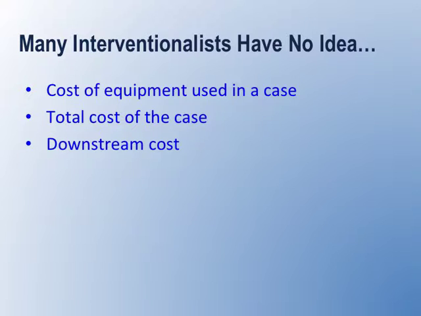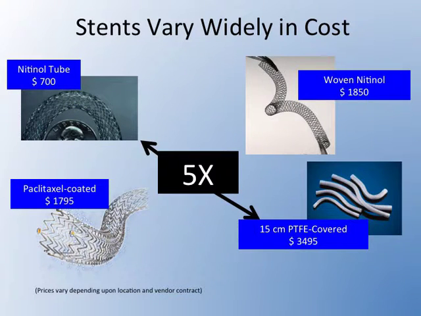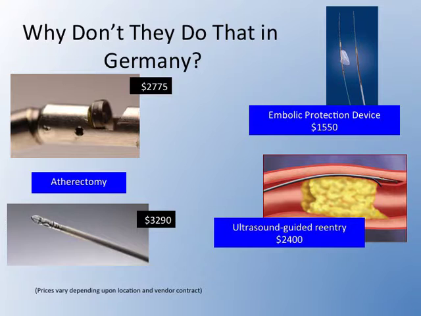Many interventionalists really have no idea about the cost of the equipment that they use in the case, the total cost of the case, or the downstream cost after treatment has been undertaken. So many people don't know that a sheath costs $9, a commodity balloon is $98, or the other prices that you see on this slide, for a total cost for a simple angioplasty and stent of $815. Nor do they recognize some of the variabilities in cost. So here on this slide, you can see for the cheapest stent, $700. And as we go up, we can see that the difference between the cheapest stent and the most expensive is a 5-fold difference in cost.